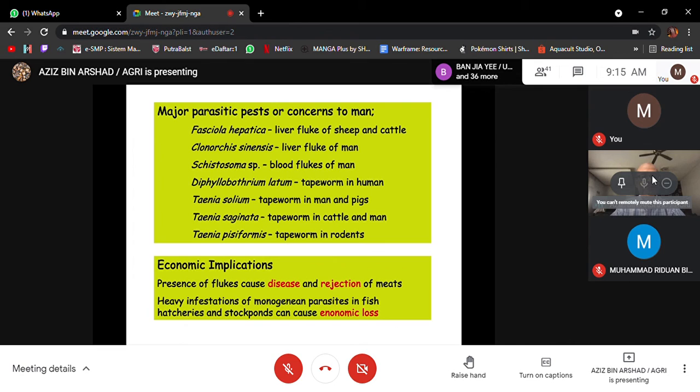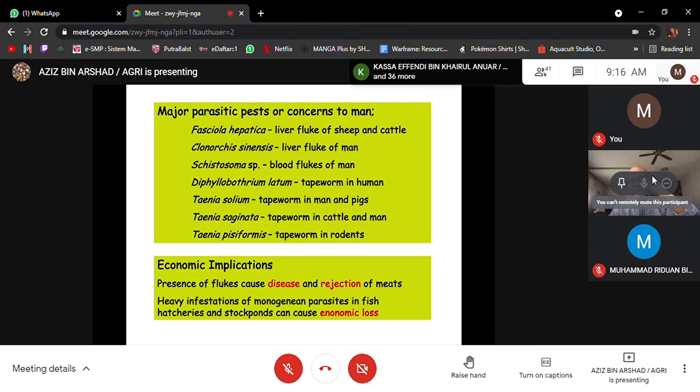Last few slides here. These are examples of some major parasitic platyhelminthes that are of concern to us as humans. Fasciola hepatica is the liver fluke found in sheep and cattle. Okay. Clonorchis sinensis is the liver fluke found in men. Schistosoma is the blood fluke found in men as well.